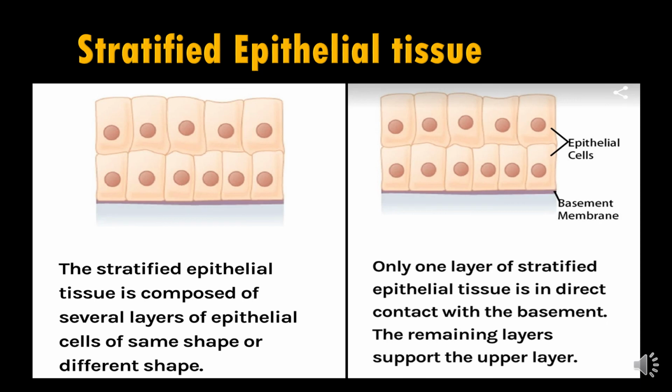Next is stratified epithelial tissue. All the varieties of tissues which we discussed earlier are simple epithelial tissues because they were made up of a single layer of cells. Now we'll discuss stratified epithelial tissue, which is made up of multiple layers of cells. These layers may be of the same shape or different shapes, and only one layer is in direct contact with the basement membrane. The remaining layers support the upper layer.